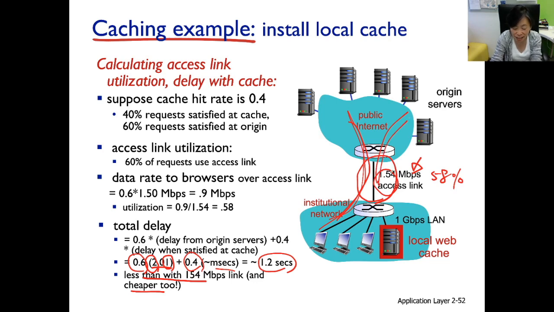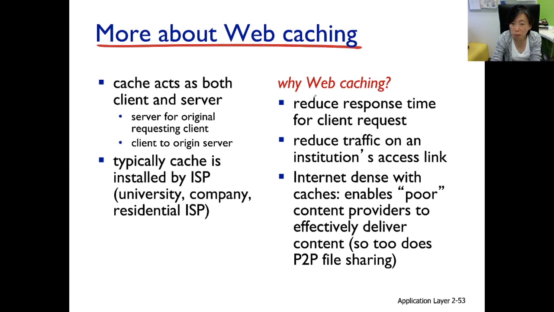Isn't it nice? And that explains why we need web caching, right? It's to reduce the delay. This is also called the response time, okay? That means the time it takes to issue the request all the way to the server and bring down the web object. The round-trip delay of the request and response messages. It also reduces traffic, saves a lot of bandwidth on the access link, and it's very cheap.